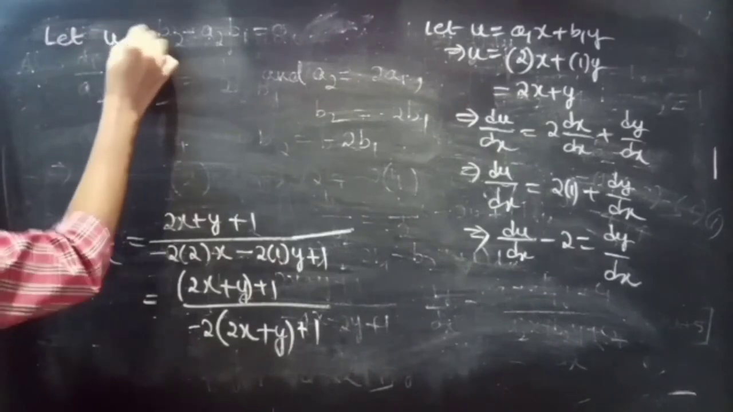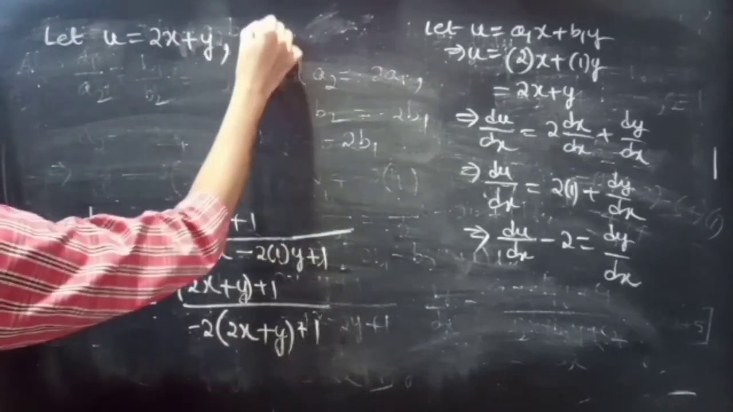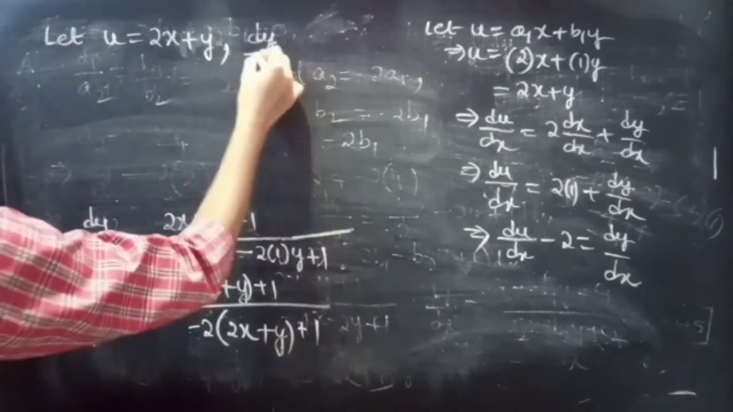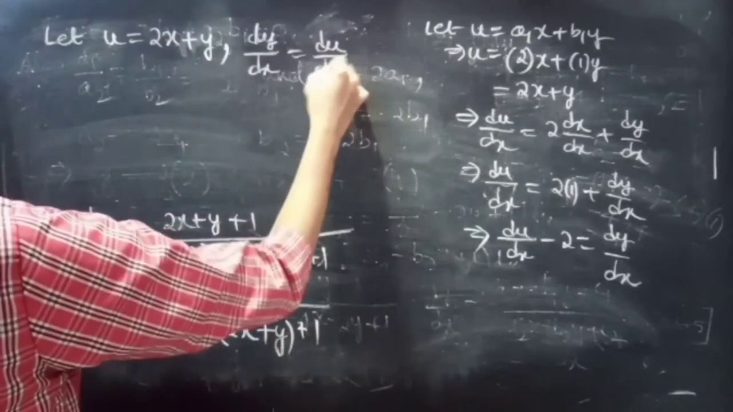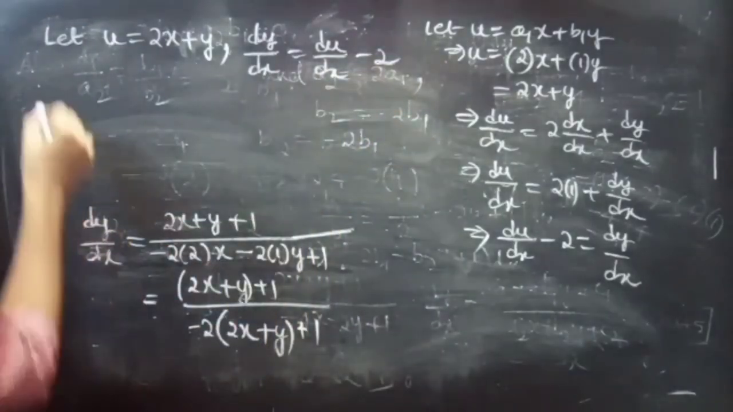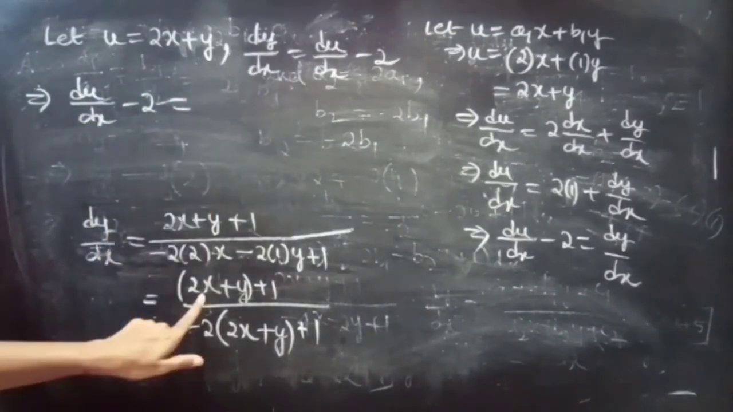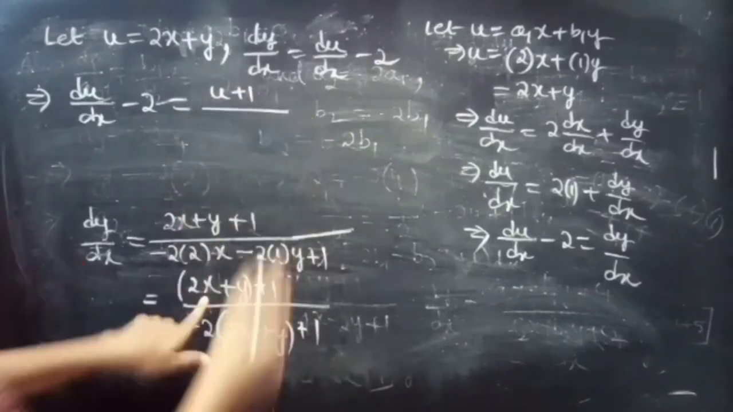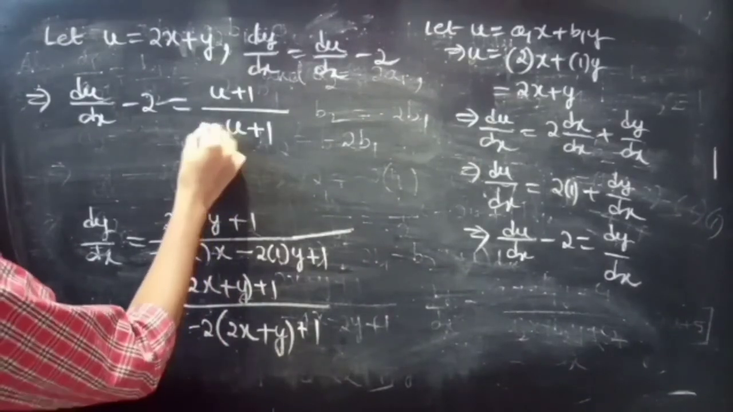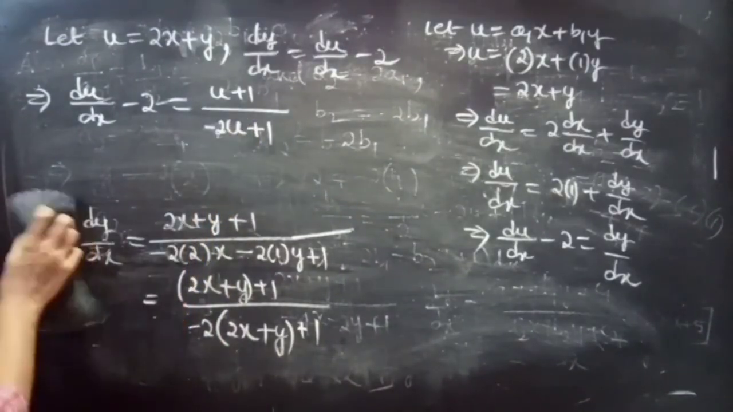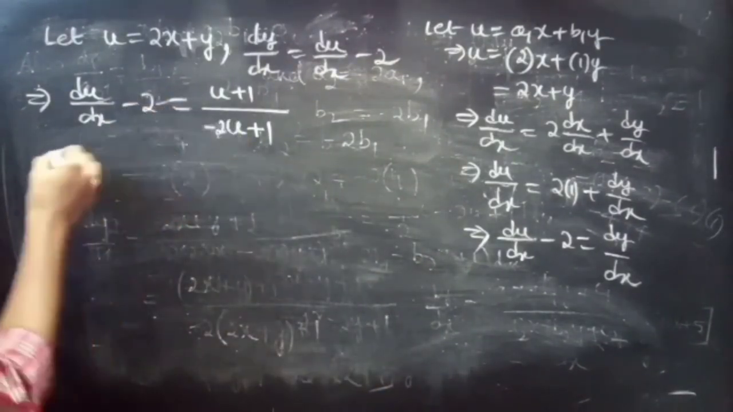Let u equal 2x plus y. From this we get dy by dx equals du by dx minus 2. Now we'll replace dy by dx: du by dx minus 2 equals u plus 1 by minus u plus 1 minus 2u, right? Minus 2u plus 1. Now take this minus 2 to the RHS.